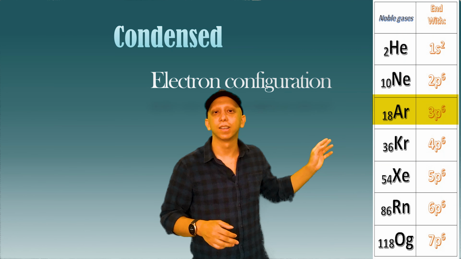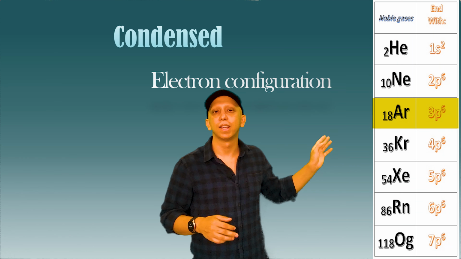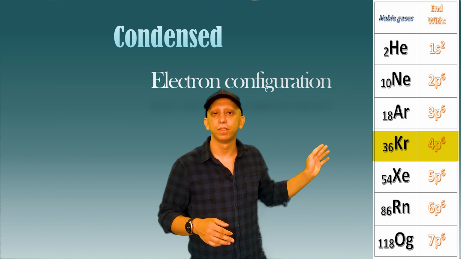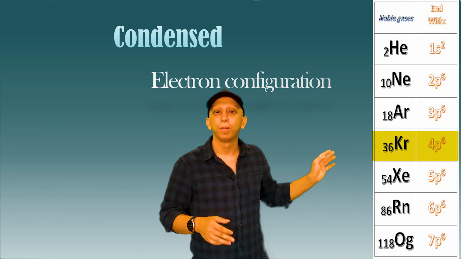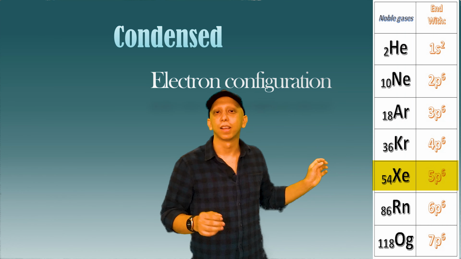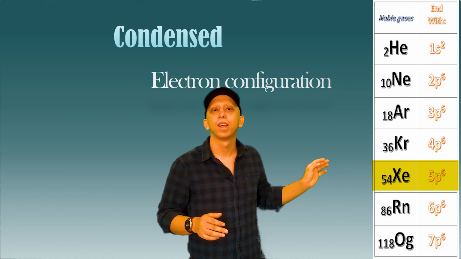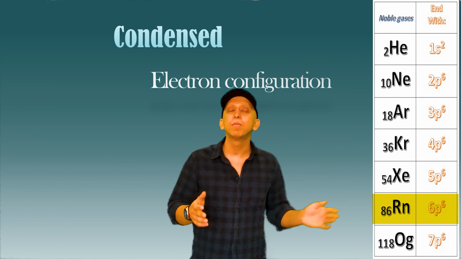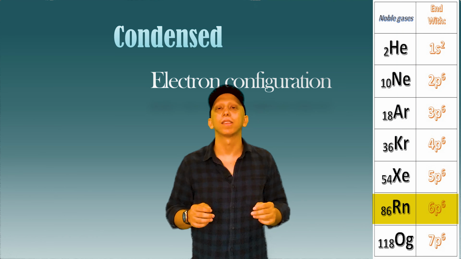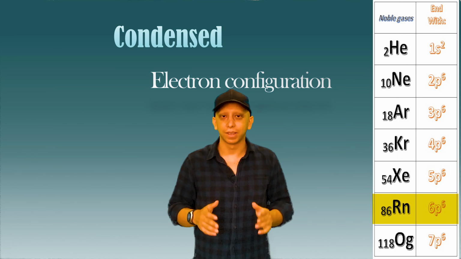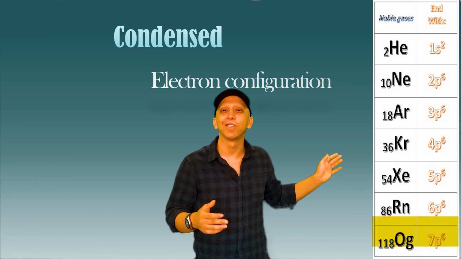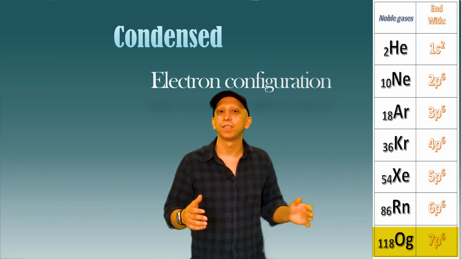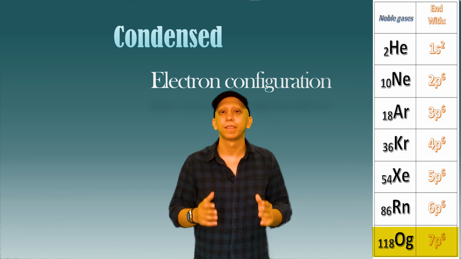The next one is argon, its atomic number is 18 and it ends up with 3p6. The next one is krypton, its atomic number is 36 and it ends up with 4p6. The next one is xenon, its atomic number is 54 and it will finish with 5p6. The next one is radon. Its atomic number is 86 and it ends up with 6p6. The last one is oganesson, its atomic number is 118 and, as you remember, it ends up with 7p6.